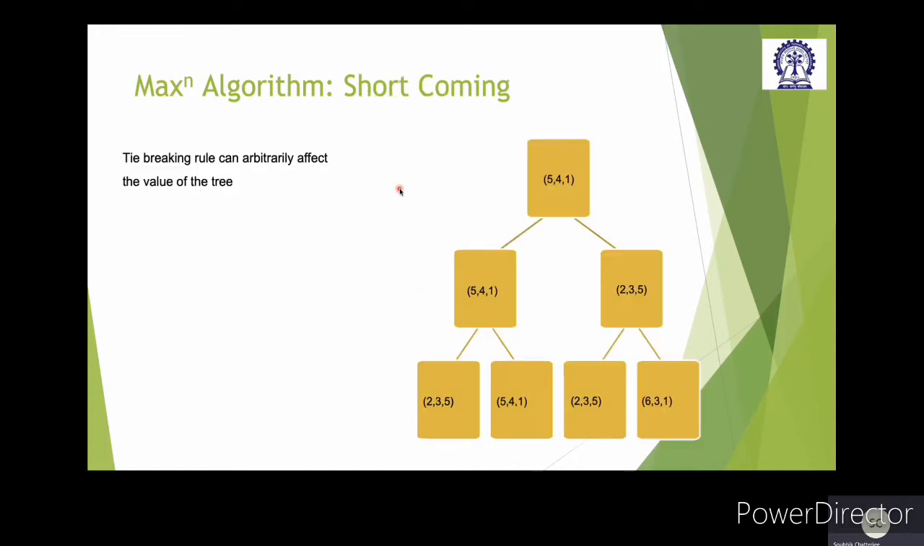Now, coming to the main shortcoming of the maxn algorithm, which I mentioned earlier on: in case a player finds a tie between his payoffs, there's typically a tie-breaking rule. And in this example, player 2 chooses the left side node. Had it chosen the right side node, it would have resulted in 6-3-1, which means player 1 would have chosen this side as well, and the ultimate payoff of the game would have been different. And that's actually the main shortcoming of this algorithm, that tiebreaker rules can sometimes arbitrarily affect the value of the tree.